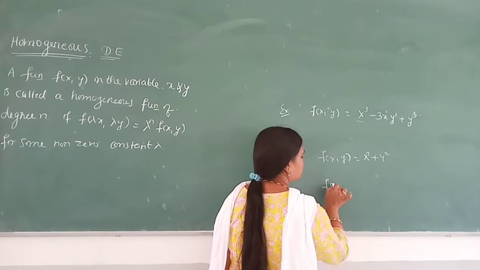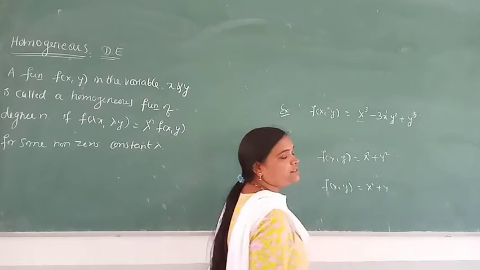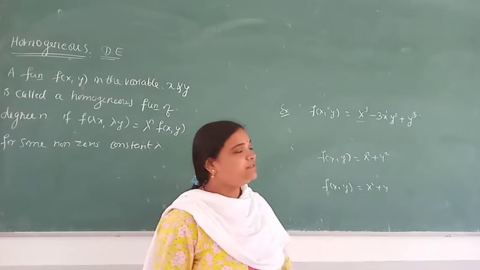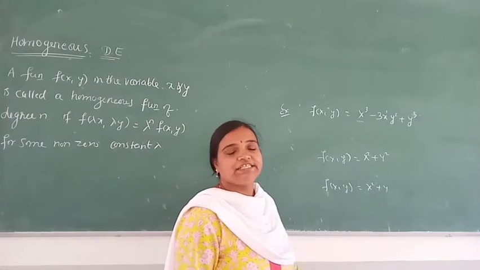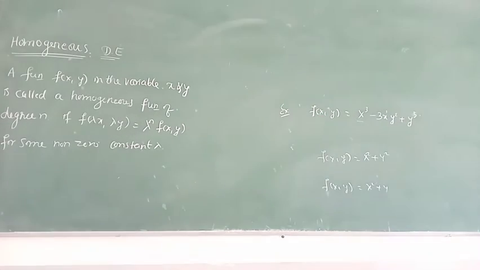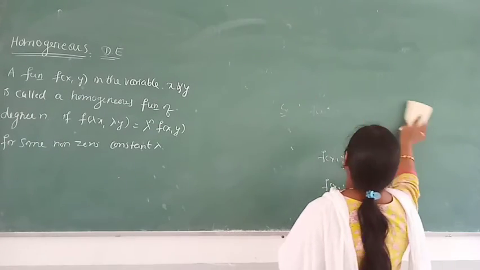Next if I take f of xy is equal to x square plus y. Here the power of x is 2, but here the power of y is 1. Means they are different. Then we say that it is not homogeneous. Okay. For detailed explanation, I will tell you how we say that it is a homogeneous differential equation.